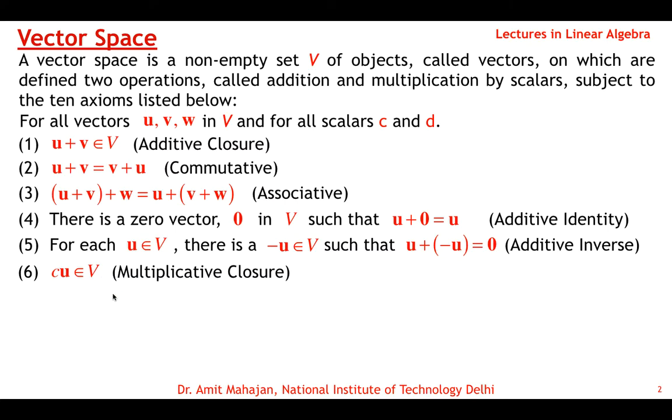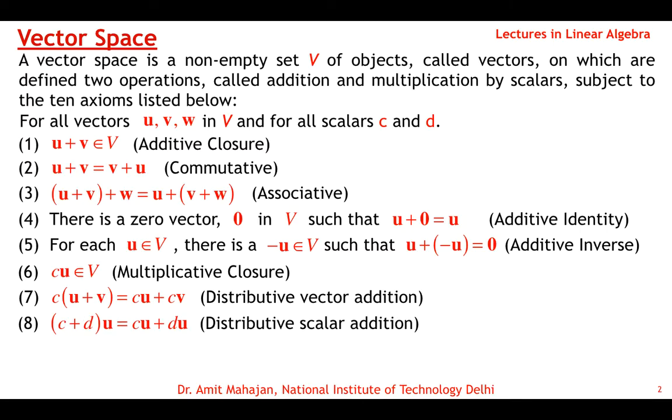The seventh property is the distributive property over vector addition: you scale the sum of vectors, or you scale the vectors and then add them, and it gives the same result. Okay, so you add two vectors and then scale, or you scale the vectors first and then add, you have the same result. So it is distributive with respect to vector addition.